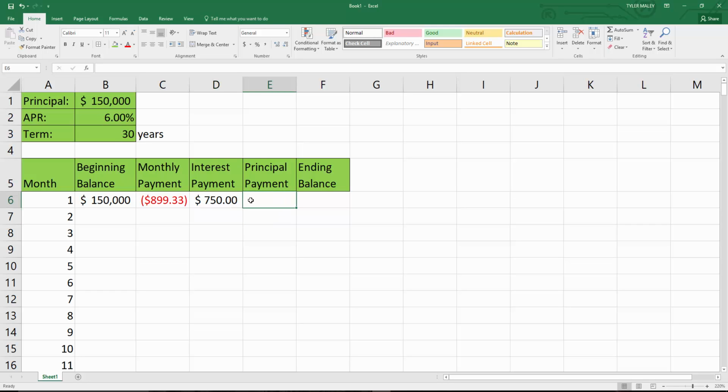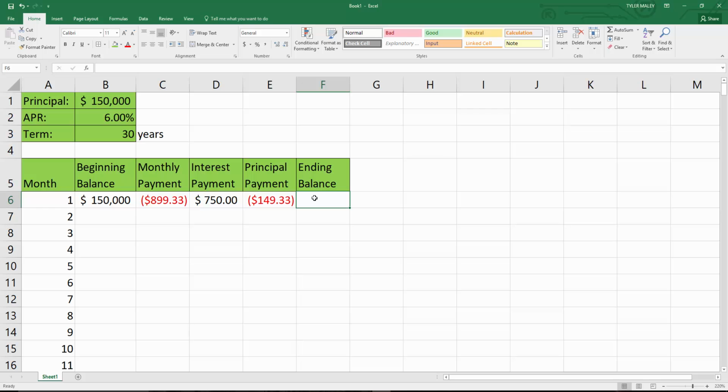And then we have the principal payment. This would be number 8. So what's that equation? This would be equal to C6 plus the interest payment, D6. If I add those up, then I get what's left. So I'm actually taking off $149.33 of my balance.